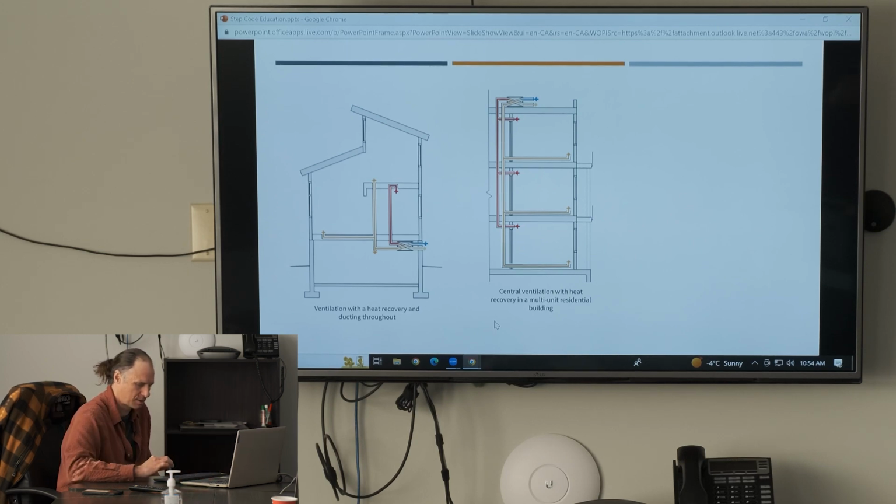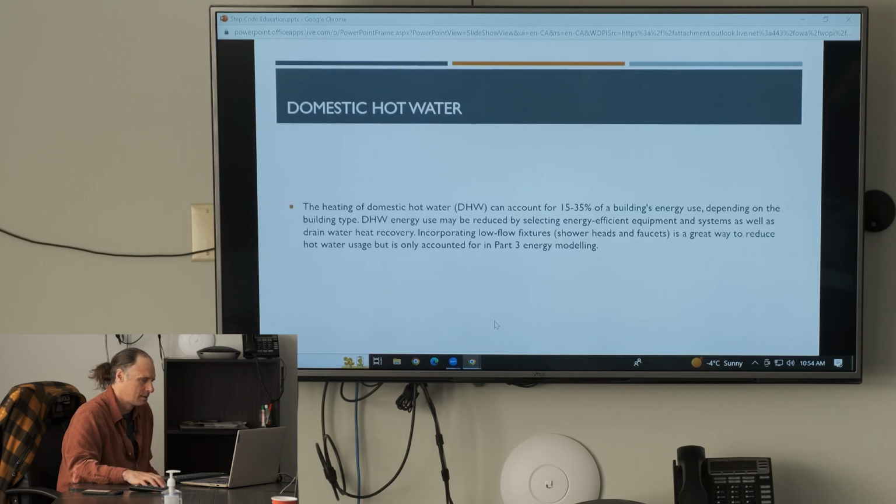So let's talk a little bit about domestic hot water, because they do take up some energy. The heating of domestic hot water can account for 15 to 35% of a building's energy use, depending on the building type. Domestic hot water energy use may be reduced by selecting energy-efficient equipment and systems, as well as drain water heat recovery. Incorporating low-flow fixtures, shower heads, and faucets is a great way to reduce hot water usage, but is only accounted for in Part 3 energy modeling.